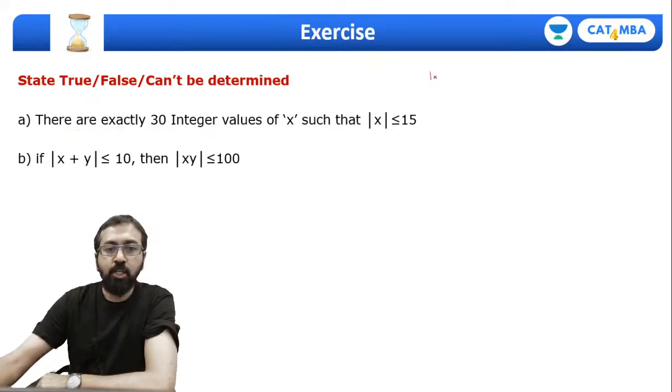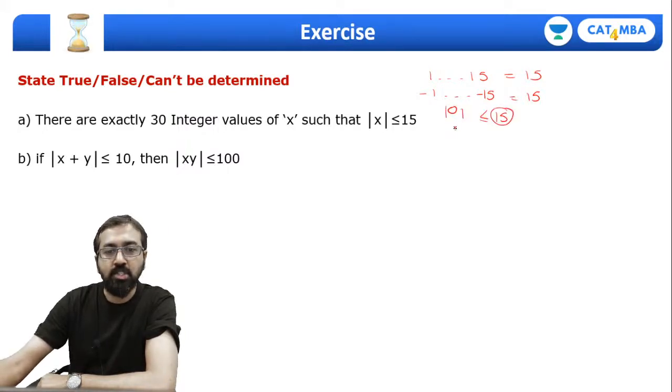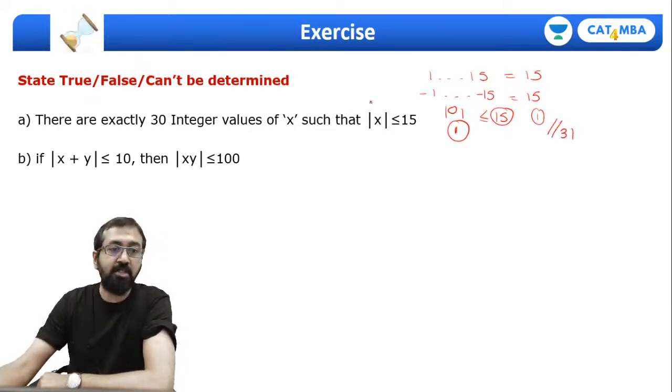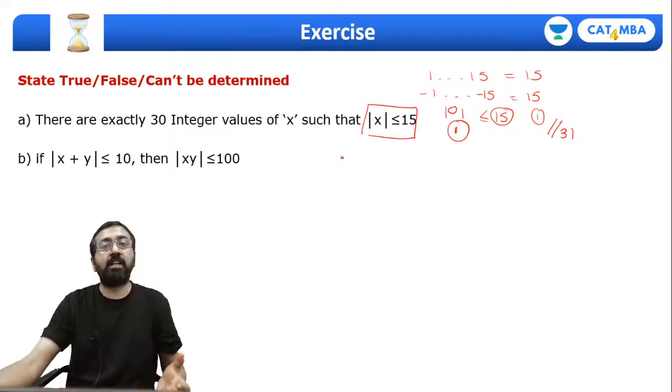Because 1 to 15, these are 15 numbers. Minus 1 to minus 15, these are again 15 numbers. What about 0? What is the modulus of 0? Can I say it is also less than or equal to 15? So this is one more number. So the total number of numbers is 31. There are 31 numbers which satisfy this relationship. There are 31 possible values of x.